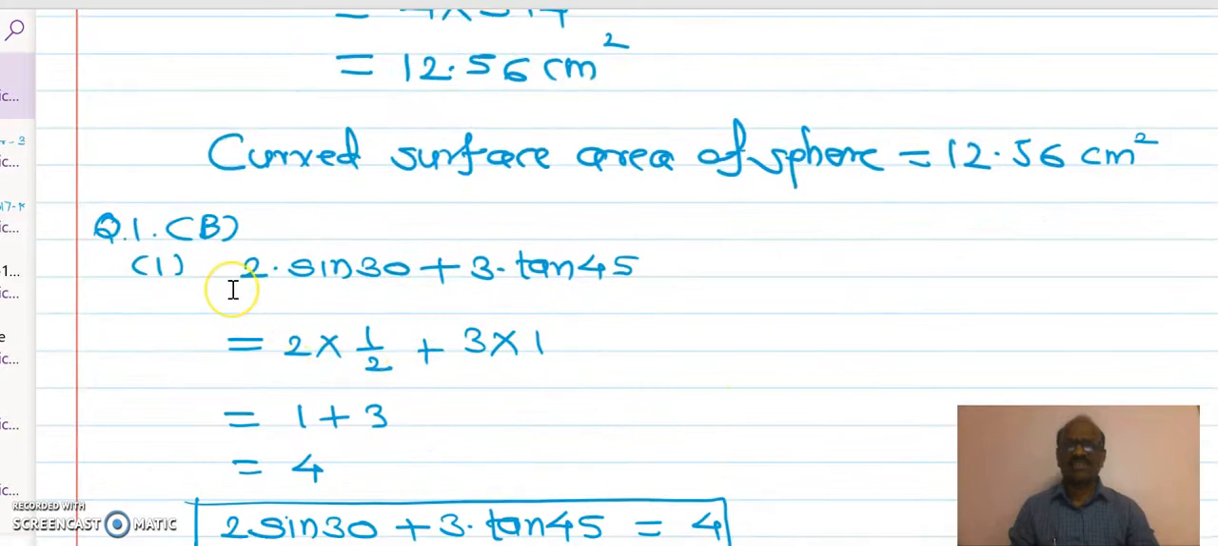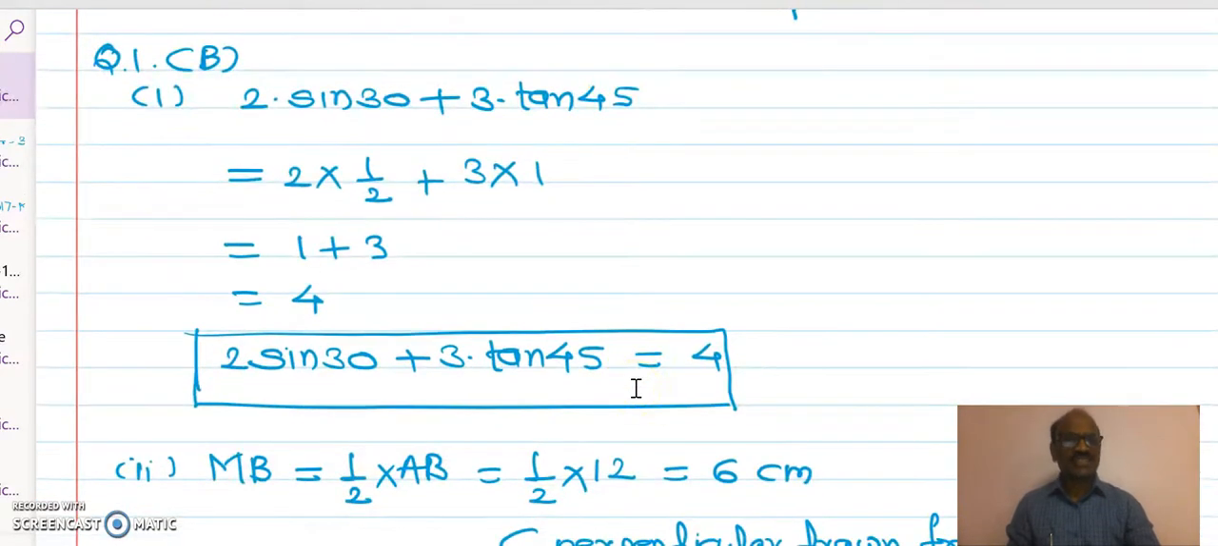Now see here, it is 2 into sin 30 plus 3 into tan 45. Now 2 sin 30 is 2 into 1 upon 2, and 3 tan 45 is 3 into 1, that is 3. The 2 and the 2 get cancelled. Then you will get 1 plus 3, and that is equal to 4. And hence your answer is 2 sin 30 plus 3 tan 45 equals 4.